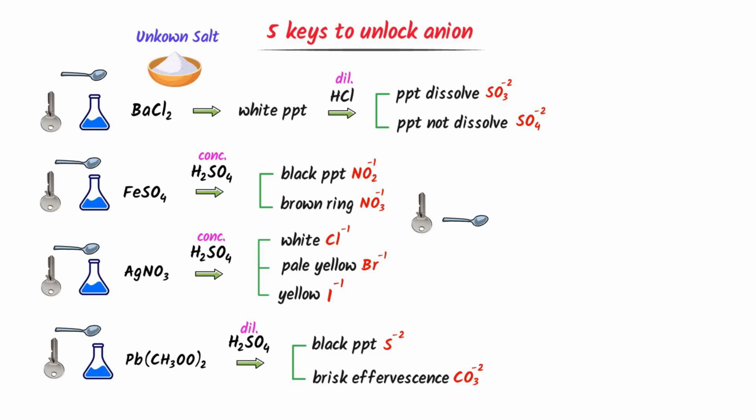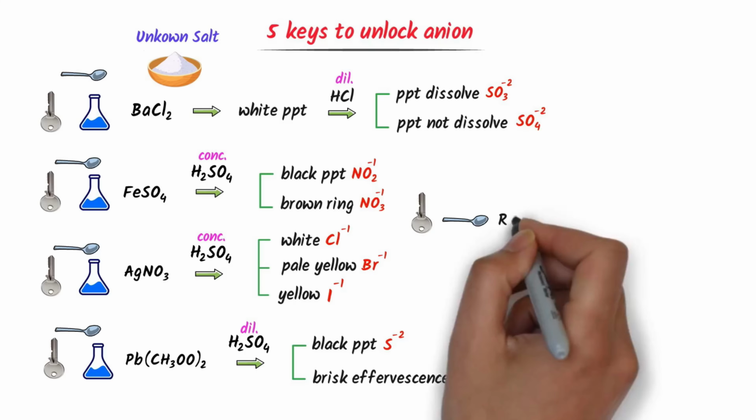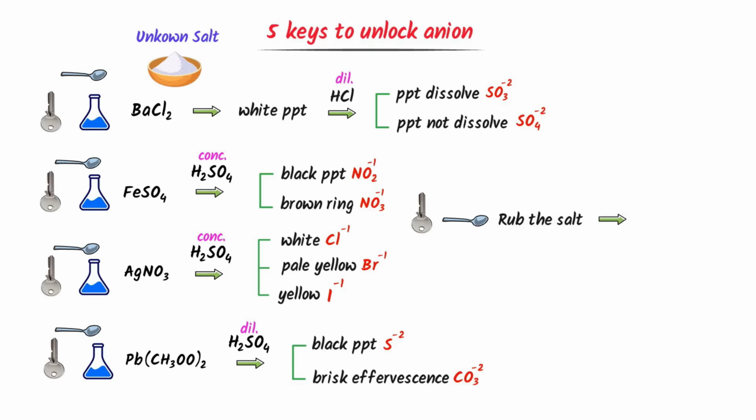The fifth key is the simplest key. We only rub the unknown salt. If it smells like vinegar, it contains acetate ion.